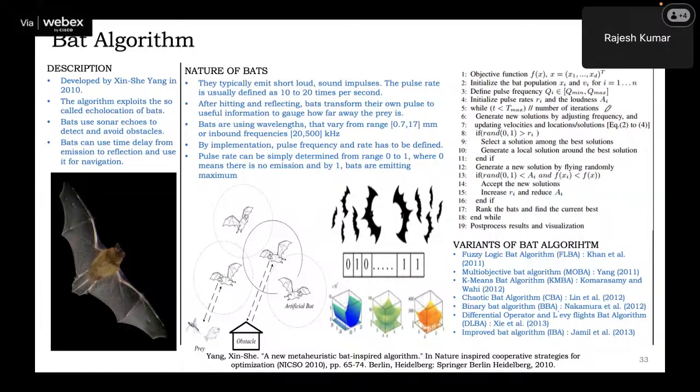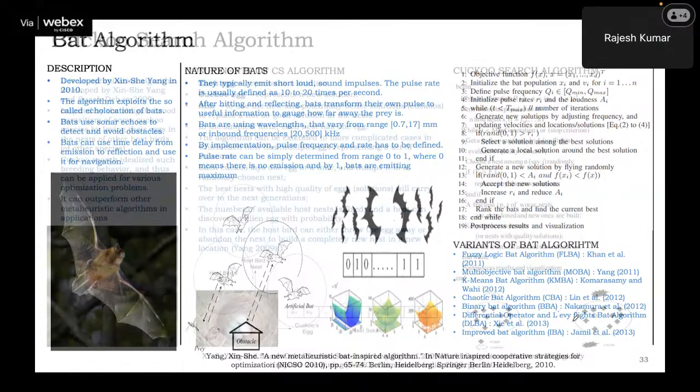You can see this in equations 6 and 7. And then you can see a lot of variants are there, like people have used fuzzy logic in that one, they have used the k-means algorithm, they binarize it, and they use a differential operator also, because they have these Levy flights. So how the flight is taken, and then they use certain kinds of combinations there.